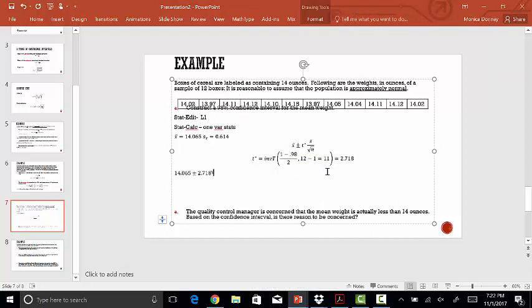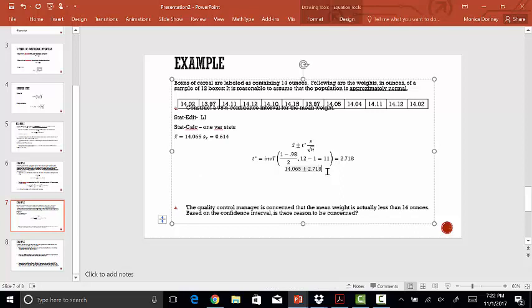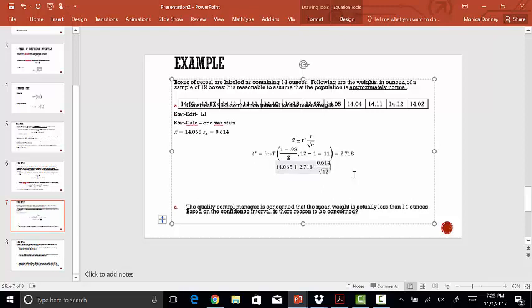And then we have times our sigma, which we found to be 0.614 over the square root of n. In this case, our sample size is 12. Now once you get that all typed in, you should come out with a confidence interval of 14.017, comma, 14.113.